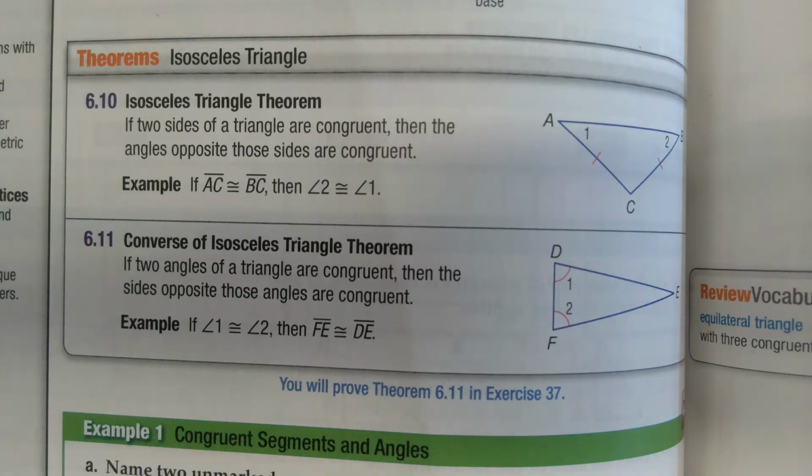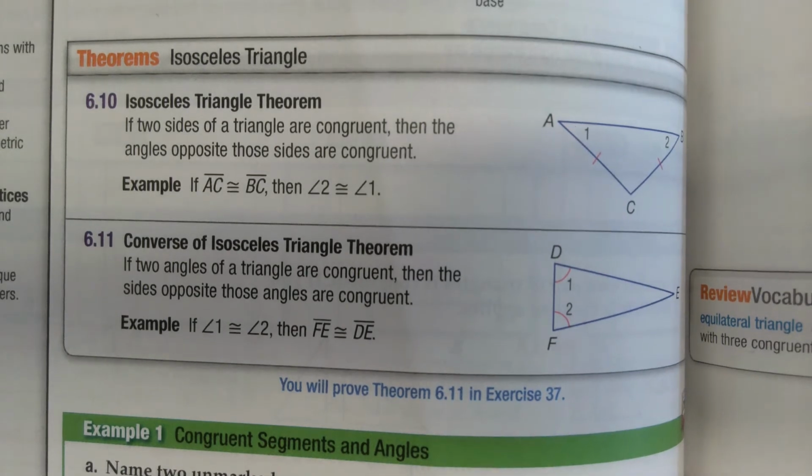611 is the exact opposite. Did you guys notice that as you were writing it? 611 says if the two angles are congruent, then the sides opposite those angles also are congruent. So the top says if the two sides are congruent, the angles opposite those sides are congruent. The bottom says if the two angles are congruent, then the sides opposite.